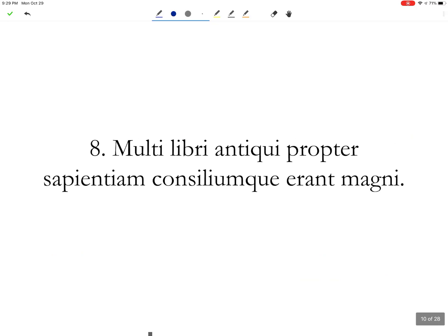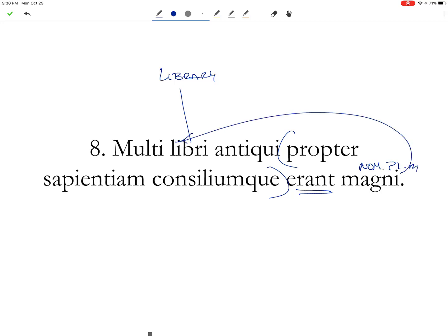Multi libri antiqui propter sapientiam consiliumque erant magni. So, is this many free men or many books? It's like library, many books. Many books, many ancient books, because of wisdom and advice, were great. Nominative, plural, masculine. And it modifies libri. Multi modifies libri.